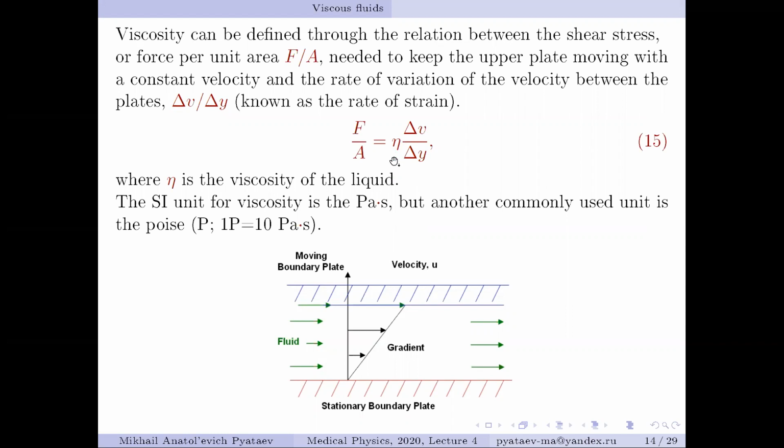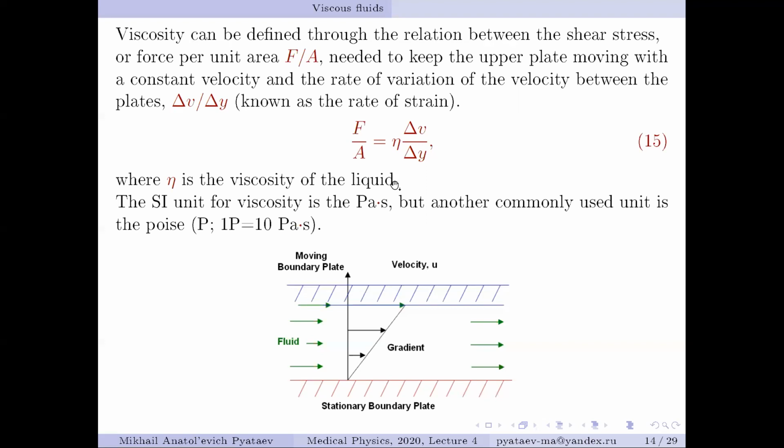It depends only on the properties of the liquid. It does not depend on the geometry of the experiment. We can have big plates, small plates, large widths of liquid, small widths. Every time this coefficient is defined only by the properties of the liquid. For example, this coefficient has some value for water, another value for oil, or for a salt solution.